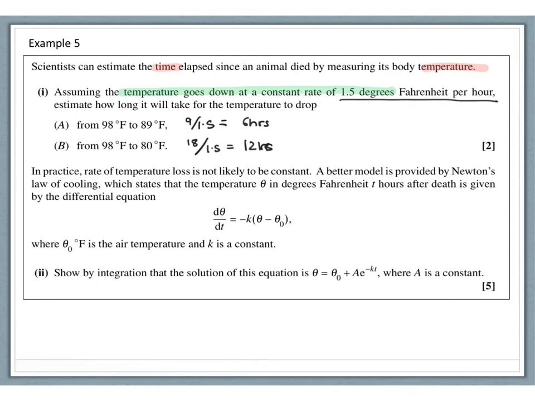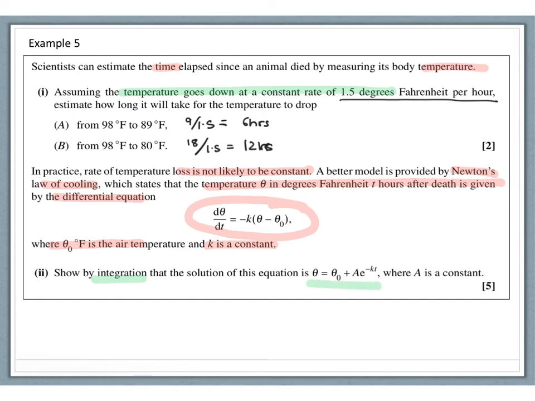So in practice, the rate of temperature loss is not likely to be constant. A better model is provided by Newton's law of cooling, which states that the temperature, theta in degrees, is given by this differential equation here, where theta 0 is the air temperature and k is a constant. Show by integration that the solution of this equation is this, where a is a constant.